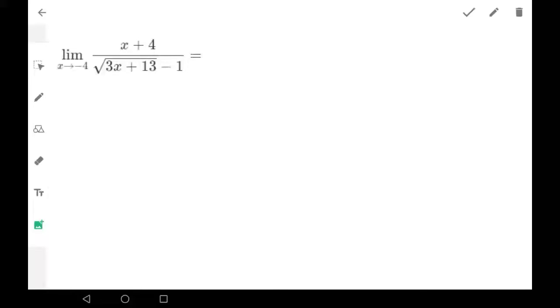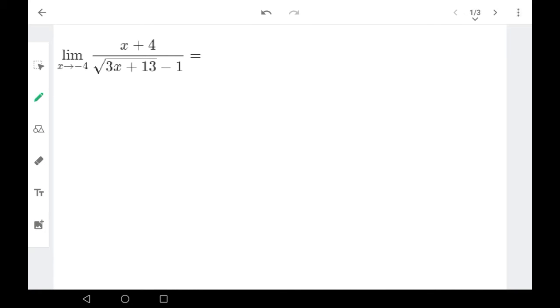Limits by conjugates. We have here another example: the limit as x approaches -4 of (x plus 4) divided by (the square root of 3x plus 13, minus 1). So we have to find the limit as x approaches -4. Always, what we have to do first is try the substitution, right?